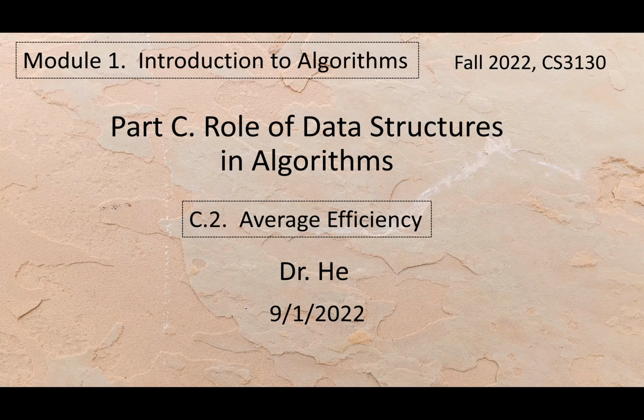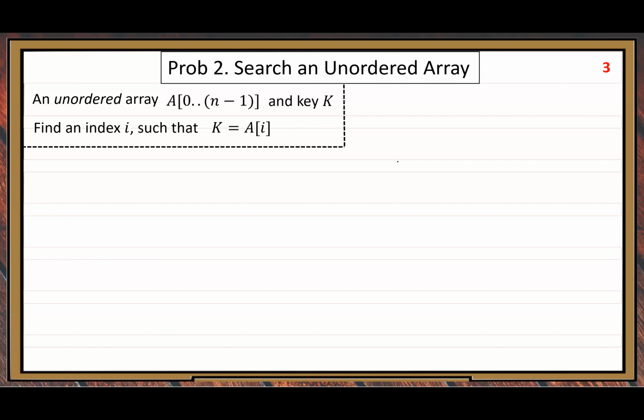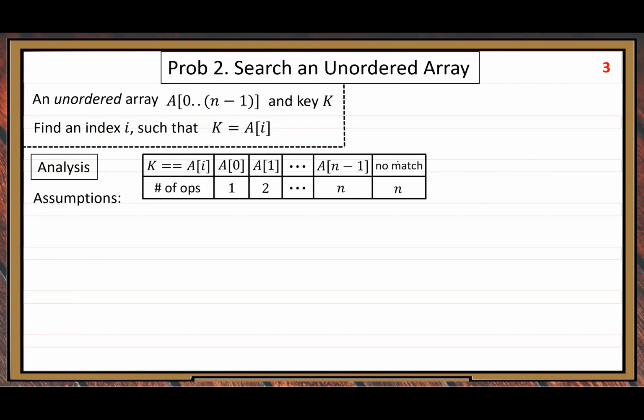Our topic C.2, average efficiency. Actually, it should be average case efficiency. I will update my title. Average case efficiency. Let me write it better. All right. First, let us do our assumption first. What kind of assumption?